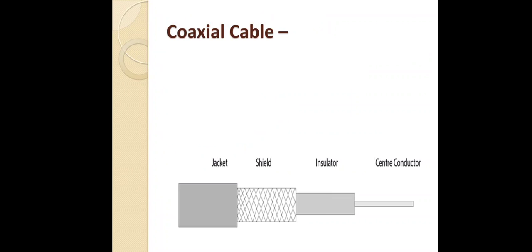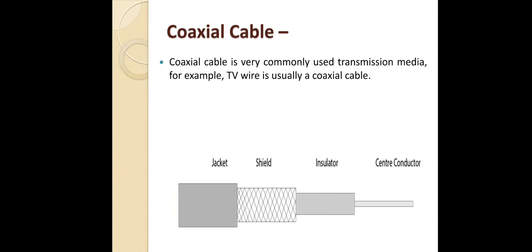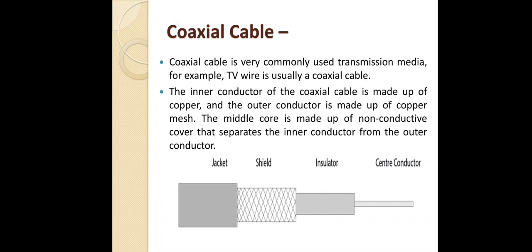Now, the second type of guided medium is coaxial cable. As shown in the diagram, coaxial cable is a commonly used transmission medium. For example, TV wire usually uses the coaxial cable. As we can see here in the diagram, the inner conductor of the coaxial cable is made up of copper, and the outer conductor is made up of copper mesh. The middle core is made up of a non-conductive cover that separates the inner conductor from the outer conductor, and finally the structure is enclosed by a plastic jacket.